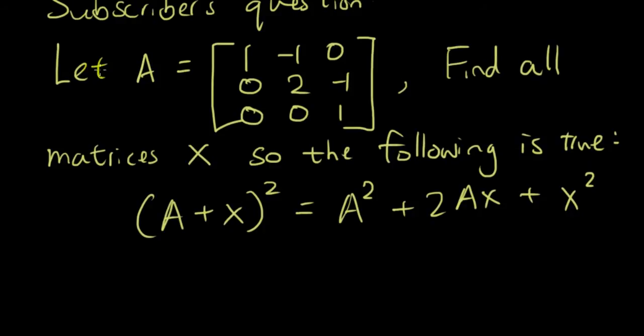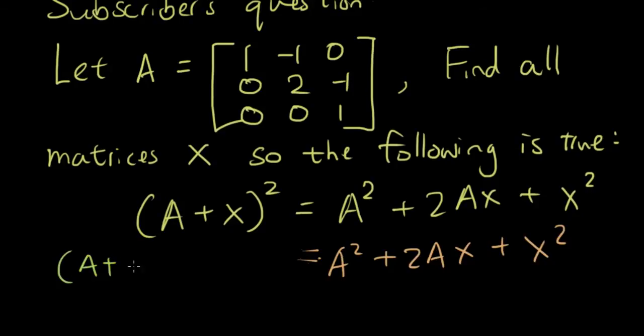By the way, this is a pretty hard question, so I'm assuming that all you guys are really good with matrices already. Otherwise, it's going to be a little bit difficult to figure out. So the right hand side, I'm copying it down as it is. And I'm just going to work on the left hand side, so I'm going to make it (A plus X) squared, because that's what squared means.